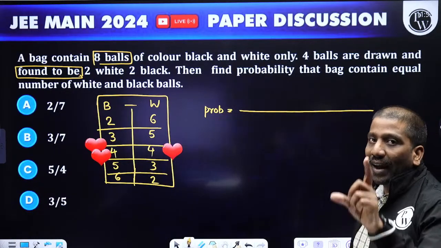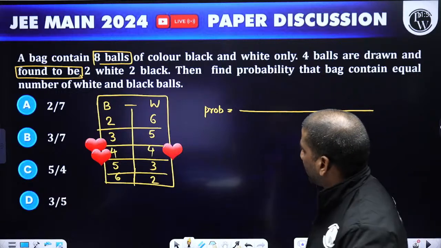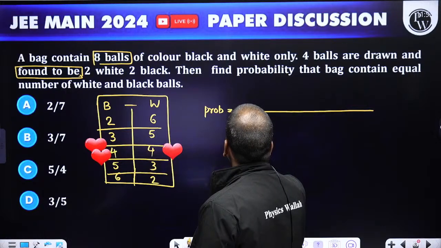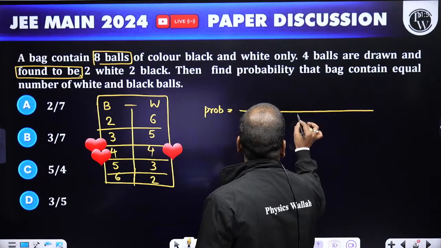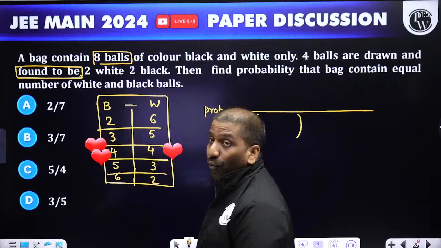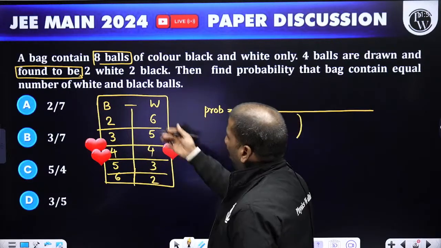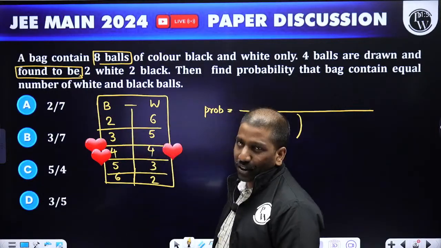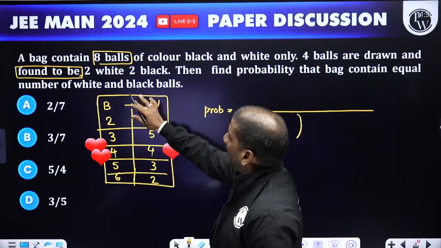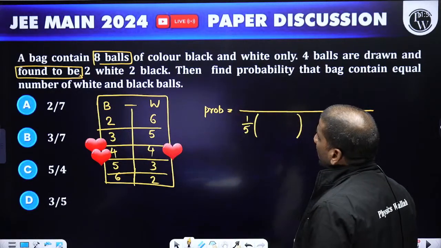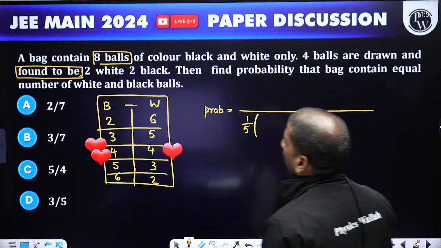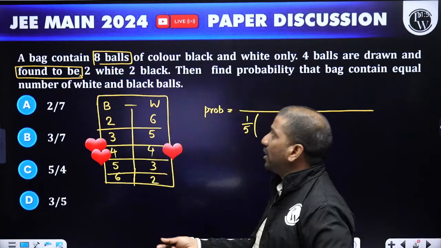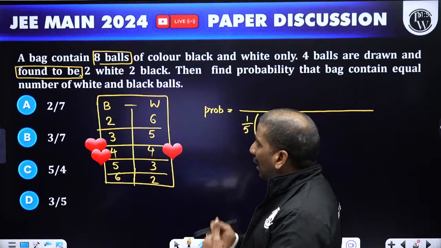So how do we write it easily? Let us check. How many possible cases? 5 cases, so 1 by 5. Let us take this case, that means the 4 and 4 case. Or let us go with the order, why unnecessarily make it complicated? Now we need to select 4 balls, 2 black and 2 white, since we found 2 white and 2 black.